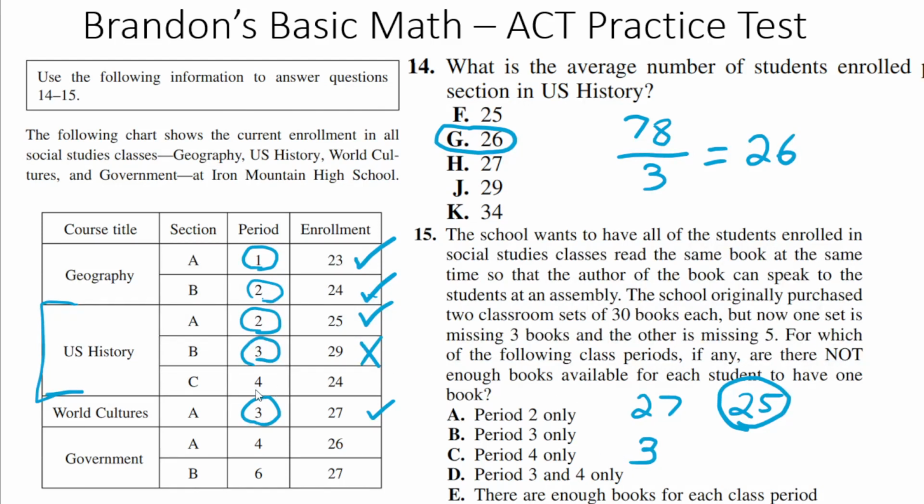Then we can look at period number 4. Period 4 has 24, so we could put that with the group that has 25 again. And then period 4 has 26, and we can put that with the group that has 27. So that works. So period 4 is good. And then period 6 has 27, and we do have 27 here again. So period 6 is going to be good as well. So the only period here that's not going to work is period 3, which is answer choice B.